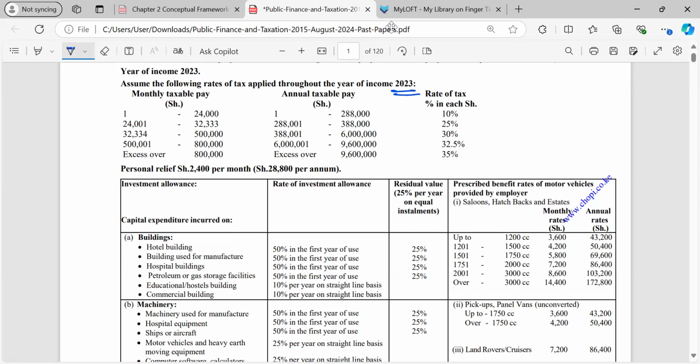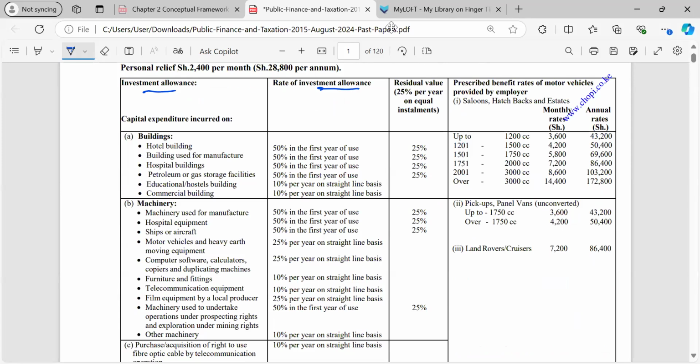In that tax table, we want to focus only on this area where we are talking about investment allowances. Investment allowance, this rate, and then this is the residual value. So we are focusing on this small area. Now, in this particular table, the assets are divided into four categories. The first category is the category of buildings, whereby buildings are divided into categories. There are mostly two categories, majorly, but we have here up to five categories, actually six.